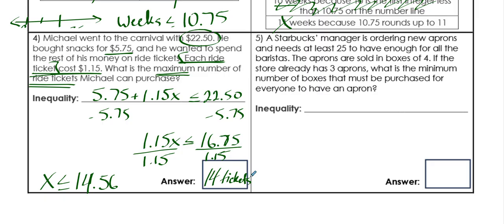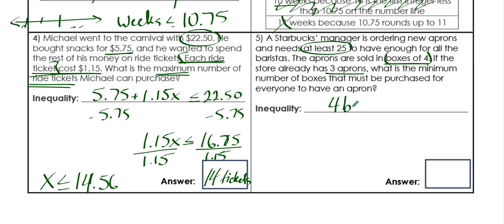Number 5 says a Starbucks manager is ordering new aprons and needs at least 25 to have enough for all of his baristas. The aprons are sold in boxes of 4. If the store already has 3 aprons, what's the minimum number of boxes that need to be purchased for everyone to have an apron? So they come in boxes of 4. Those are whole boxes. You can't buy half a box.